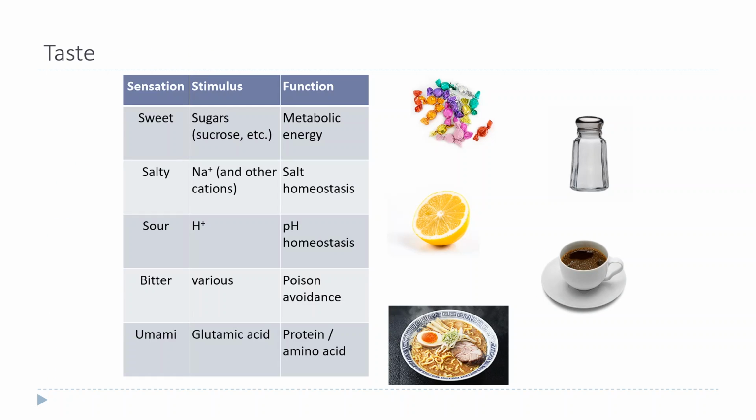So let's focus now on taste. Again, taste is about detecting chemicals that are water soluble that are in your mouth. And taste is probably the simplest of the sensory systems, because there are only really 5 sensations associated with taste. And they are associated with 5 different categories of molecules. So the sensation of sweet, for example, is usually associated with molecules like sucrose and glucose. These are collectively called sugars.